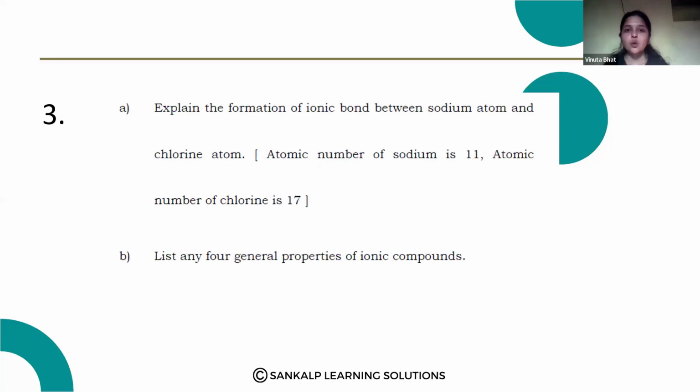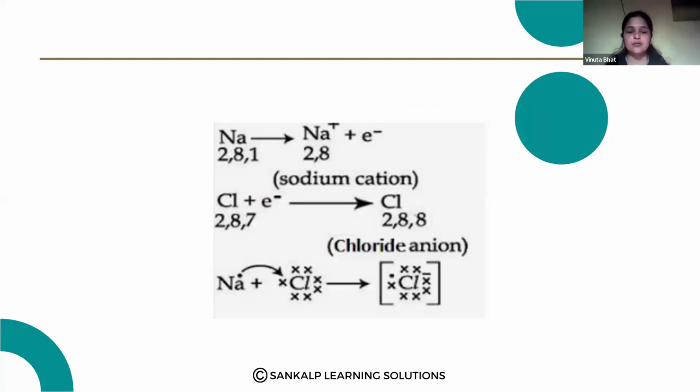Explain the formation of ionic bond between the sodium and chlorine atom. That is the 2 mark question. And list any 4 general properties of ionic compounds. Already question B we have solved, right? So that is very important. Here, this is the formation of sodium chloride.